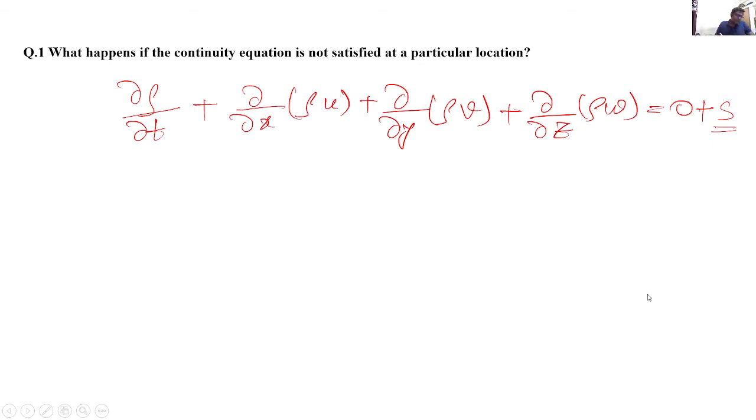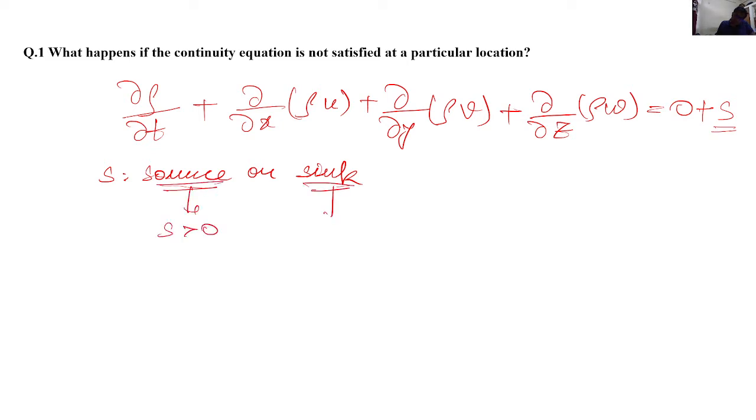So that S term happens to be relevant to source or sink, and source would be when the S is positive, and sink would be when the term is negative. So this source or sink term would depict there is a generation of mass right inside the control volume considered for this continuity equation. This may be because we are not considering it correctly while calculating all the flow variables.